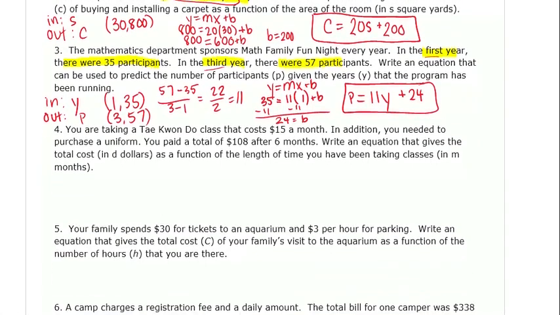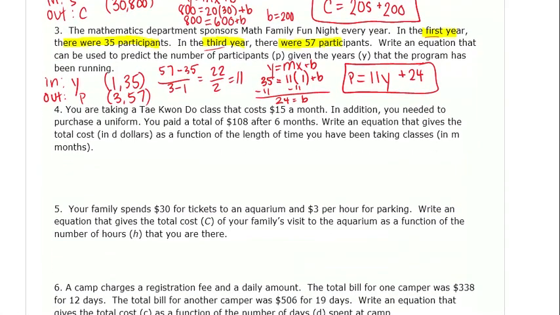Number 4. You are taking a Taekwondo class that costs $15 a month. In addition, you need to purchase a uniform. You paid a total of $108 after 6 months. Write an equation that gives the total cost in D dollars as a function of the length of time you've been taking classes in M months. So in this case, we're plugging in the number of months and we're getting out the cost.